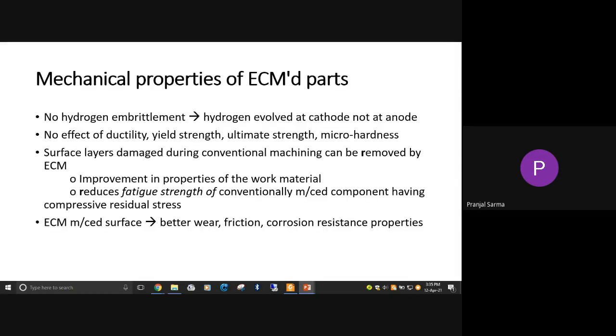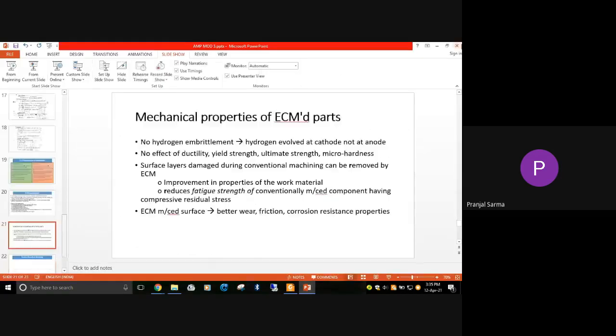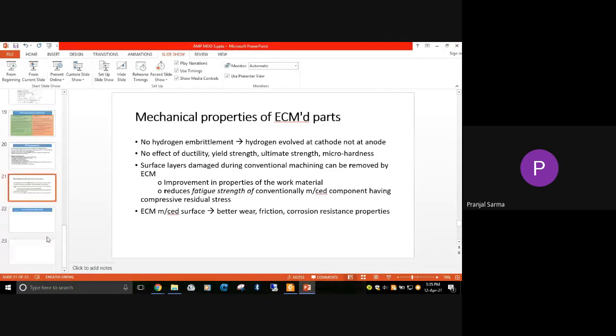Okay, so with this we'll stop here for today. We have completed the process. In the next class, we are going to discuss another version of ECM, that is electrochemical grinding. If you have any questions, you can ask. Otherwise we'll stop here.